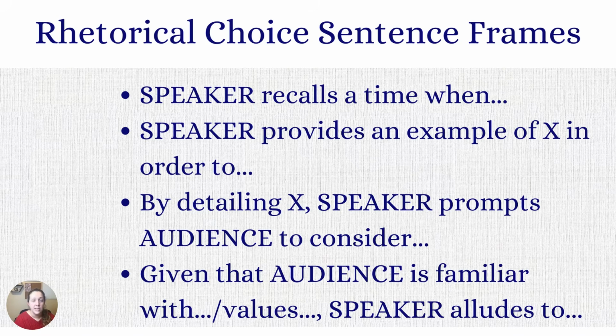And then the bottom sentence frame here is really for allusion. So, "Given that the audience is familiar with blank," or "given that the audience values blank, the speaker alludes to." So again, you want to make this fit the passage that you're talking about. So that's why there's different options here. So choose the one that works best for you, or alter it and make it your own.